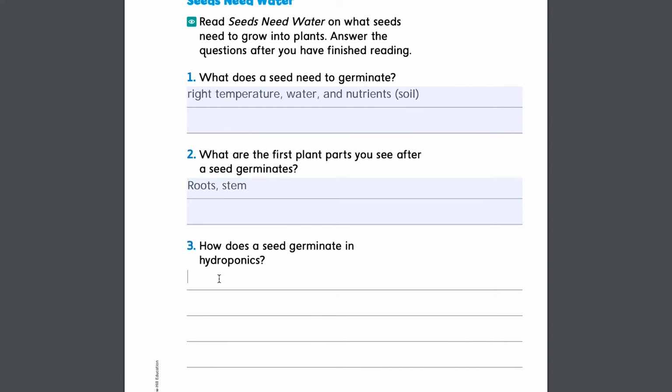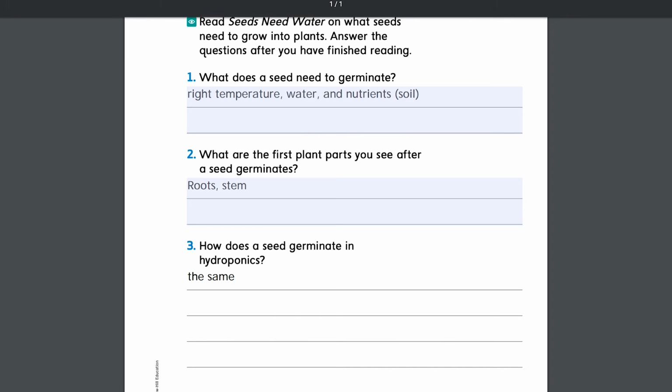And how does a seed germinate in hydroponics? So hydroponics is growing the seed only in water, in a special water solution. The seed germinates the same way it does in the soil. So the same way it germinates or grows in soil.